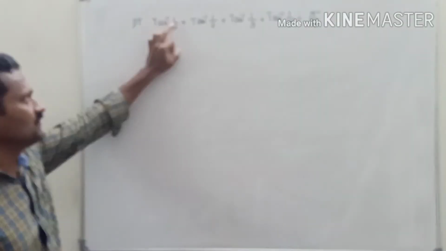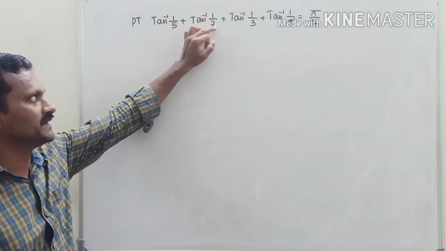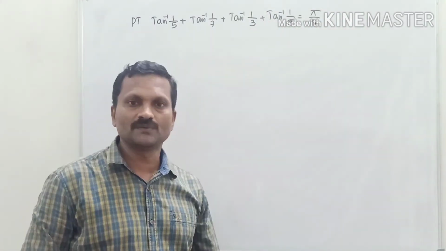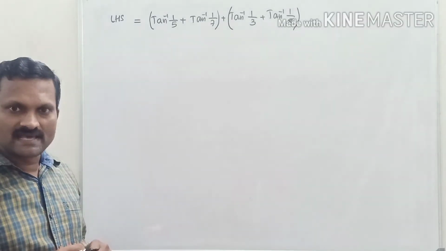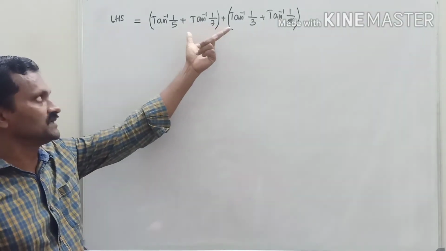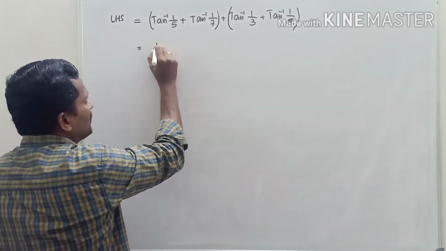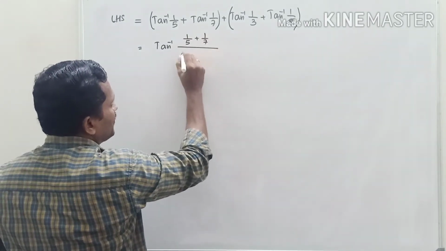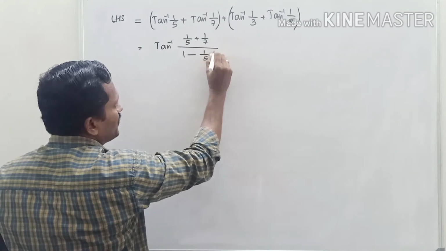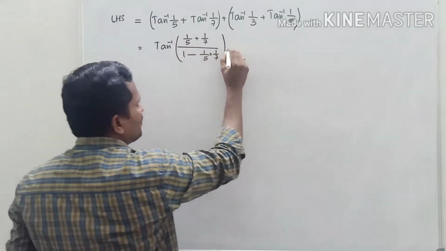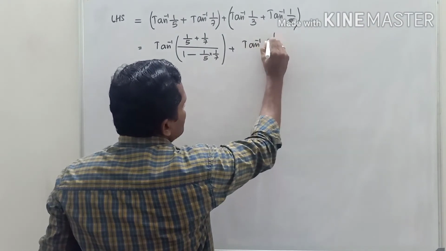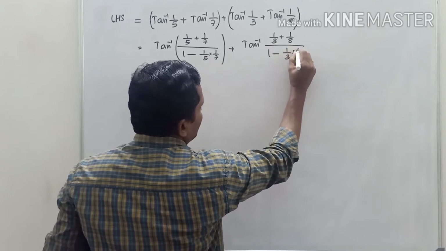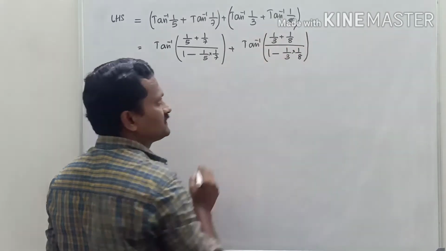Prove that tan inverse 1 by 5 plus tan inverse 1 by 7 plus tan inverse 1 by 3 plus tan inverse 1 by 8 equals pi by 5. We begin the answer from LHS. Take two terms together. Then it becomes tan inverse (1 by 5 plus 1 by 7) by (1 minus 1 by 5 into 1 by 7) plus tan inverse (1 by 3 plus 1 by 8) by (1 minus 1 by 3 into 1 by 8).